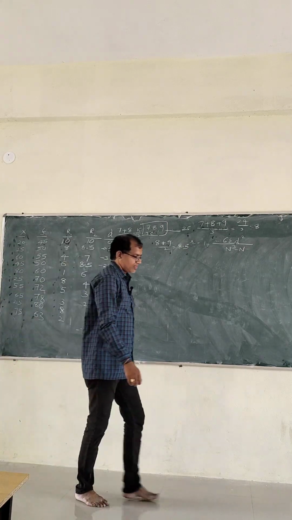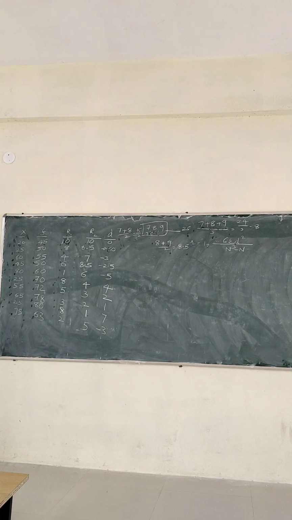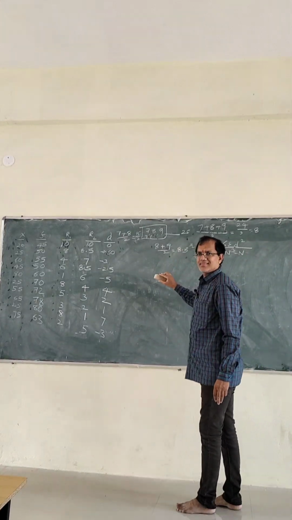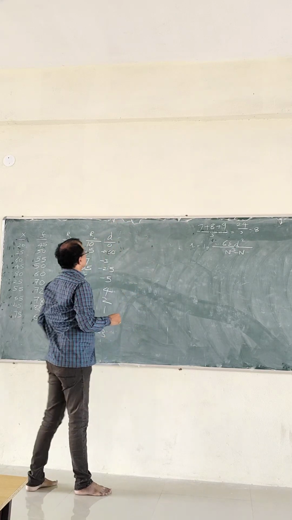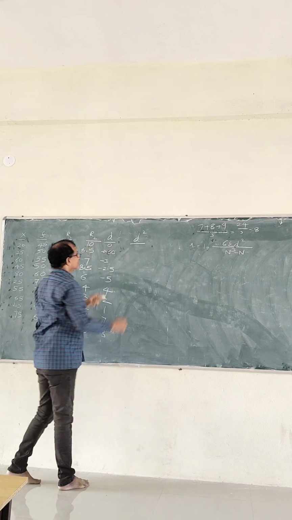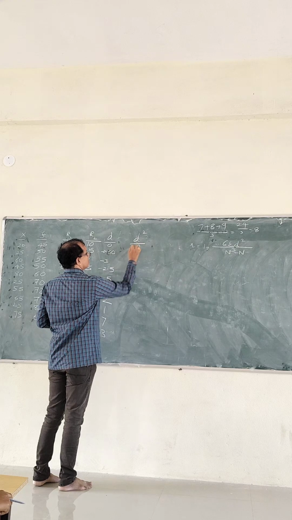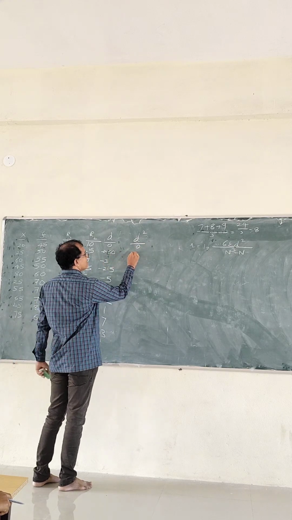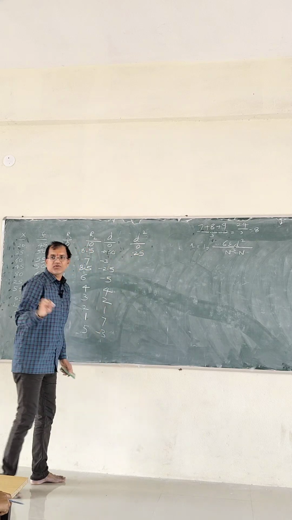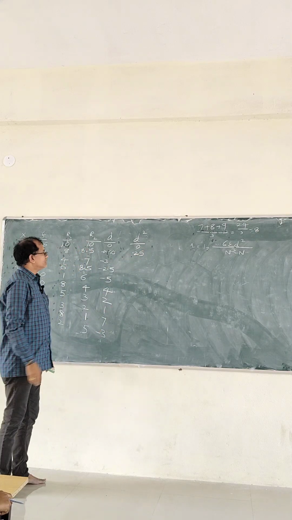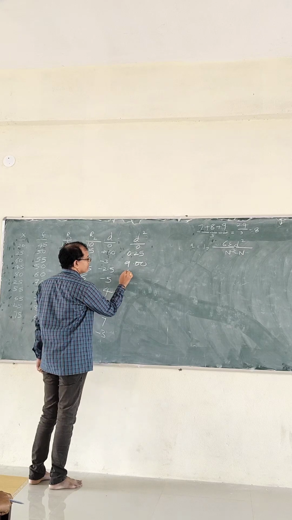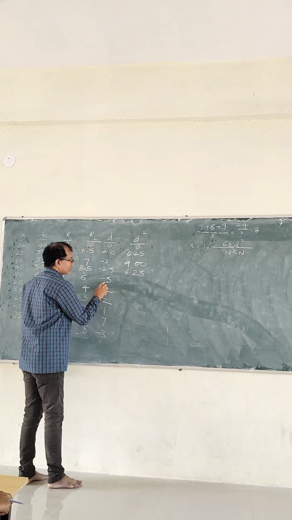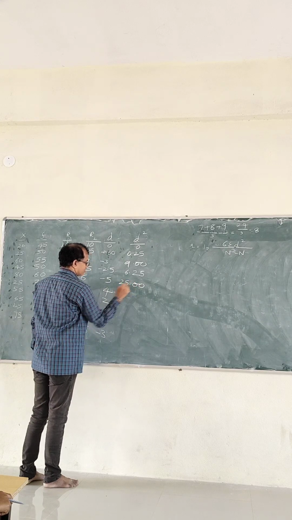Now coming to d square. You understood this? Yes, sir. Coming to d square: 0 square, 0.5 square is 0.25, 3 square, 5 square is 25. Then 3 square, 2.5 square is 6.25. 5 square, 16.